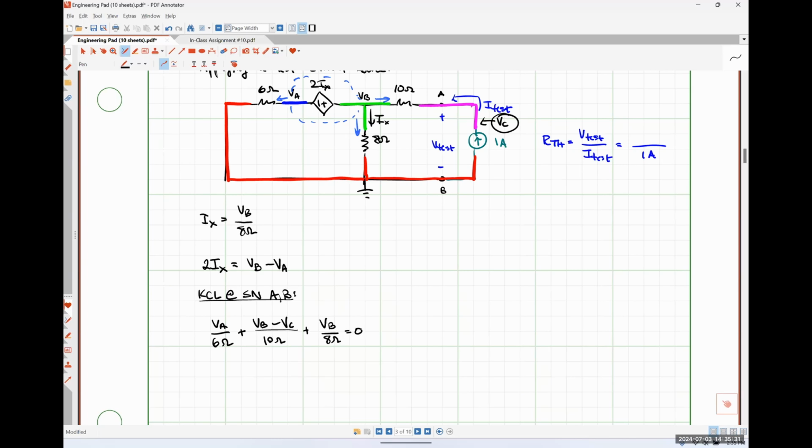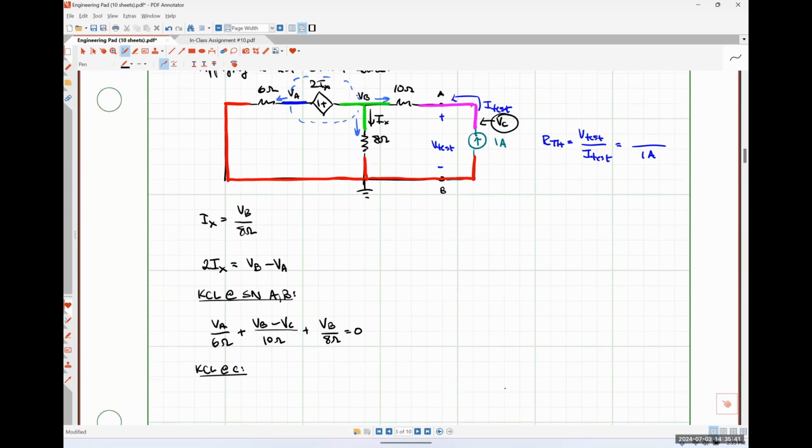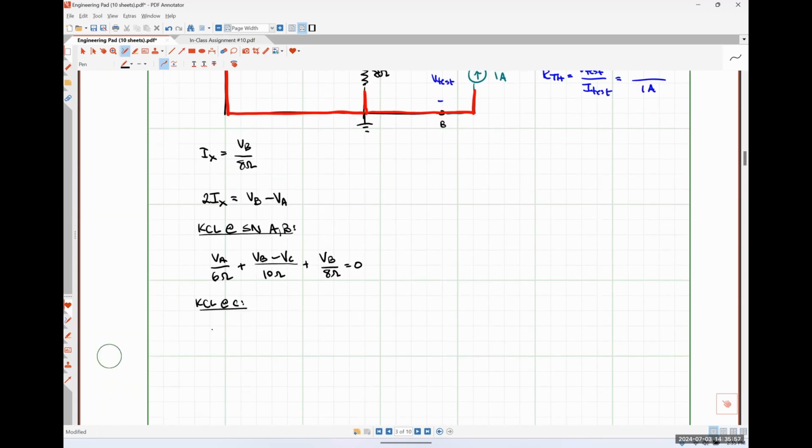Yep. And then what's the last thing that we need to do? I believe we're going to have to do KCL at node C. So KCL at C, what's that going to look like? VC minus VB over 10 ohms, and then minus 1 amp. So VC minus VB over 10 ohms minus 1 amp is equal to 0. Absolutely.